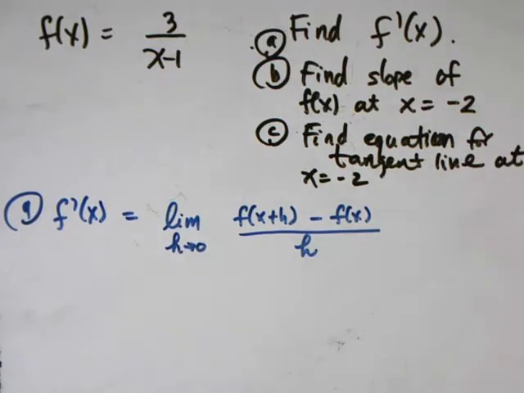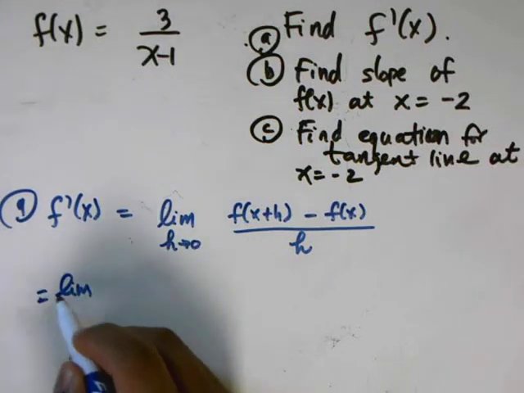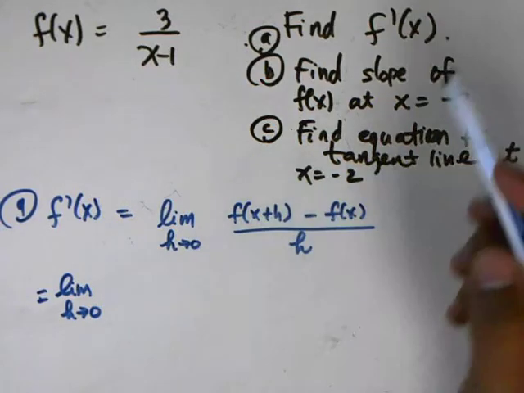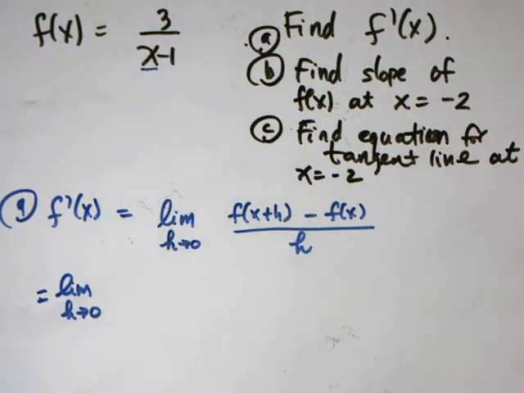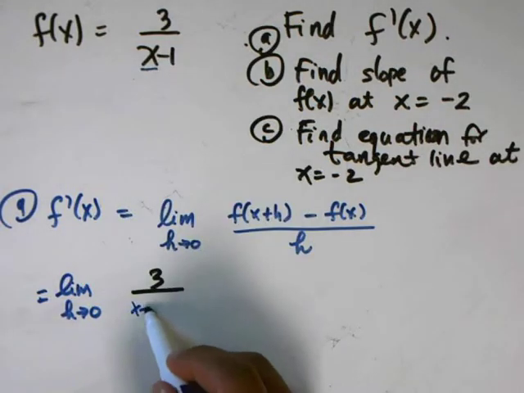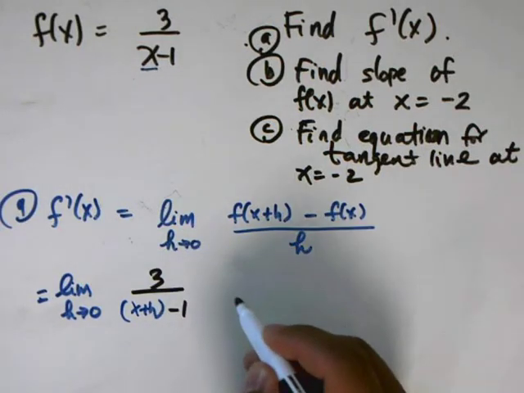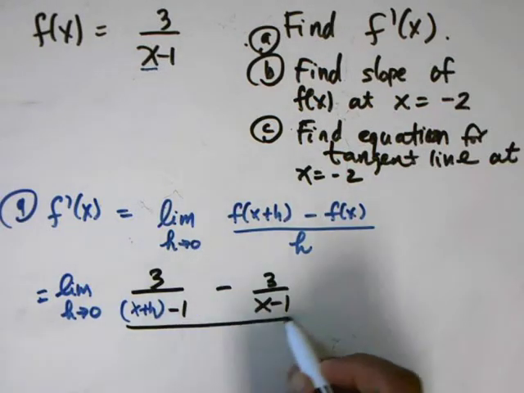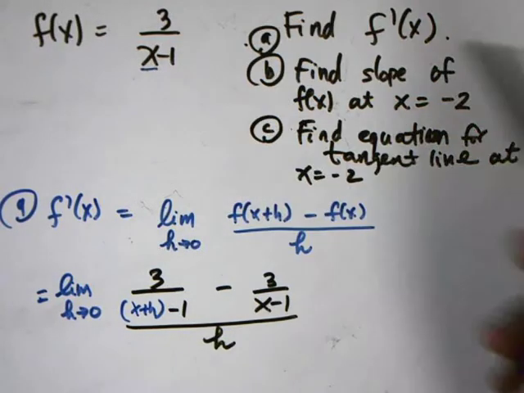Okay, so I'm going to erase that and give myself a little more space to continue. In my next step, remember to write the limit every single time. For f of x plus h, I'm going to take this function, and wherever I see x, I'm going to substitute x plus h. So this is going to be 3 over x plus h, with parentheses, minus 1, minus f of x, which is 3 over x minus 1, and then everything over h. All I've done here is take the definition of the derivative and apply it to this particular function.